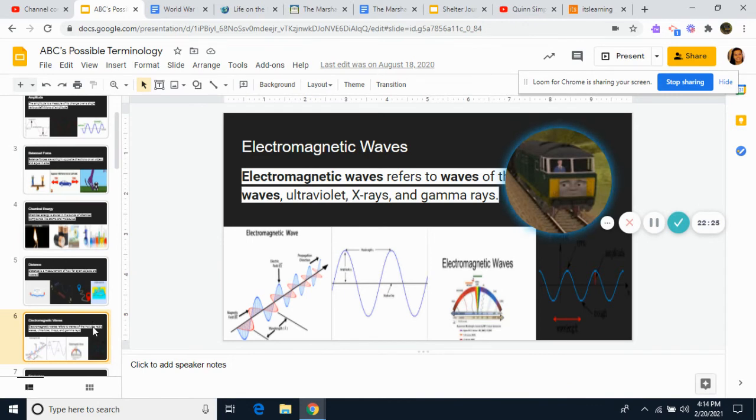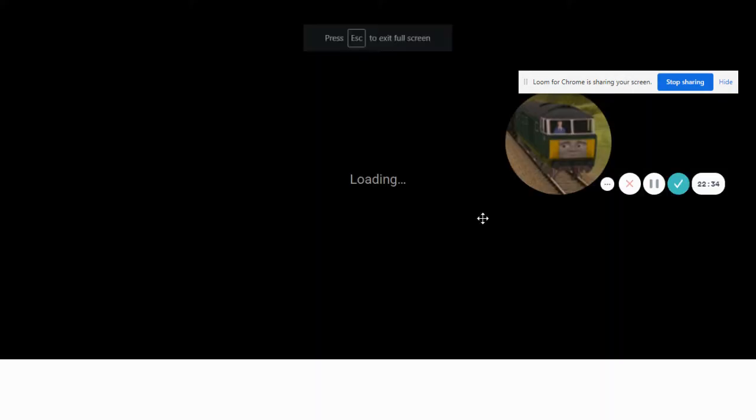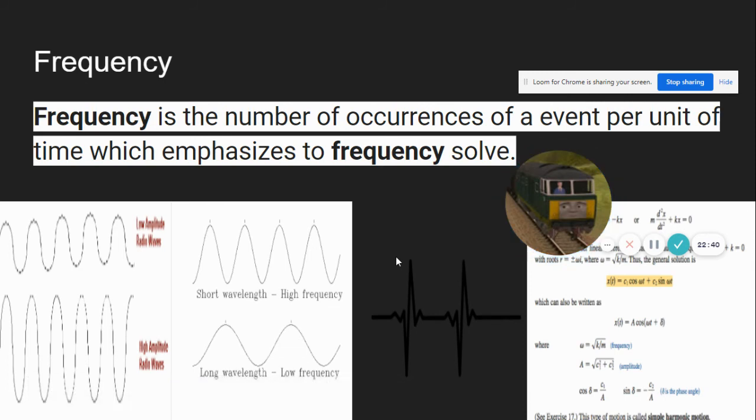Let's just go on with frequency. I actually heard that word before. So, frequency. Repeat, frequency. Frequency is the number of occurrences of an event per unit of time.